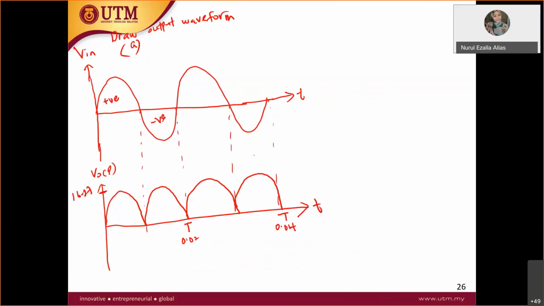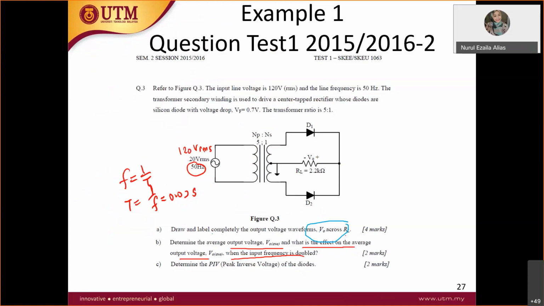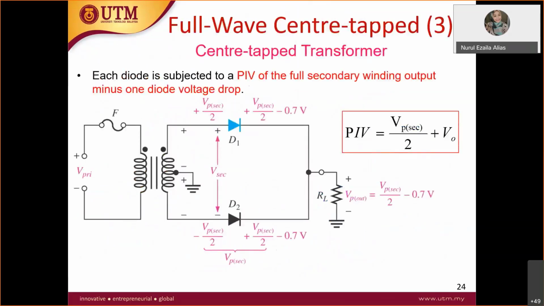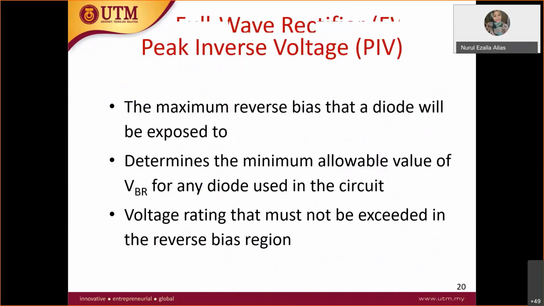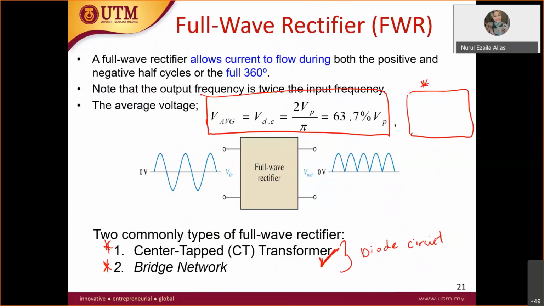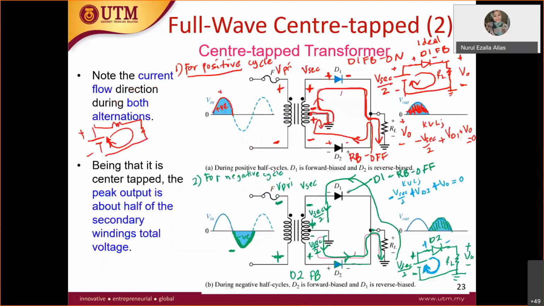Okay, let's go back to this question. They said calculate V average. So V average here is actually VDC, right? Let's go back to the slide. Where is the V average? Here. V average is equal to 2 V output peak over pi. Use that formula.